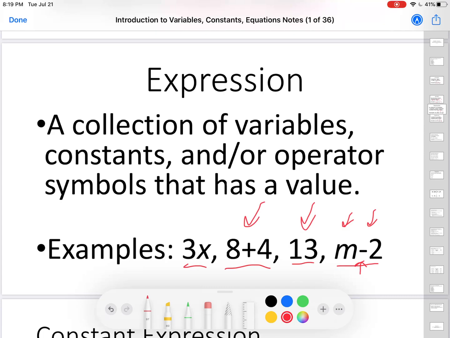Its value is 13. It is an expression. It's also a constant, but it doesn't have to have anything else. 8 plus 4 is an expression. It has two different constants and it has an operator symbol. Its value is 12, but the expression is 8 plus 4. 3x is an expression. This means 3 times x because there's nothing between the 3 and the x, and you know nothing means multiply. So it is a variable and a constant. There is no operator symbol, but there is an operation in it. It's multiplication. That's what an expression is.